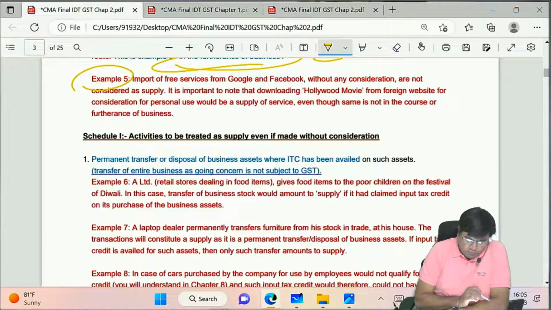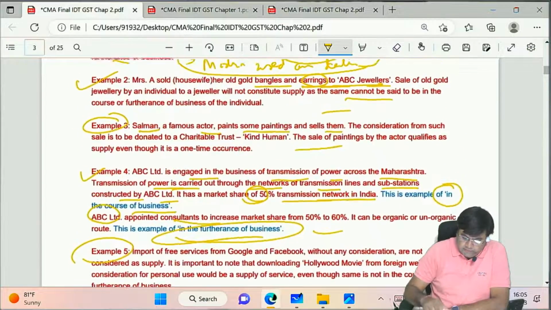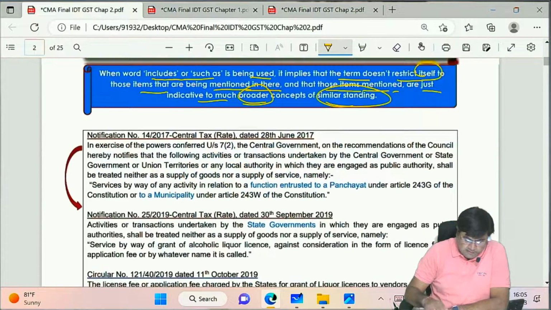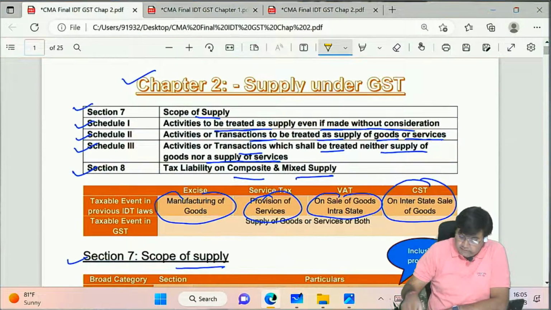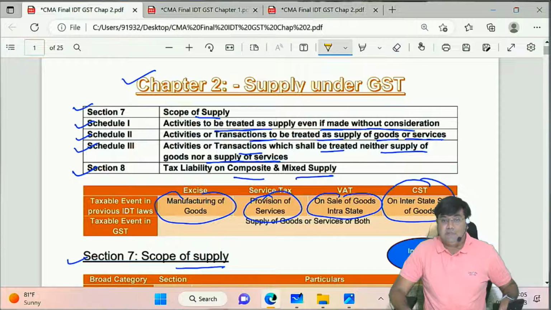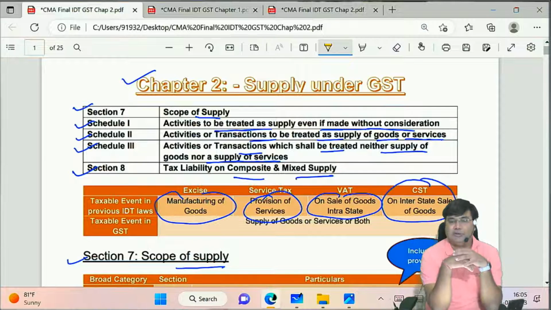Example 5, we are going to take it later. Before that, I have one question for you people. You need to answer that question because I should also know whether your concept is clear or not. So, a mock test for you.